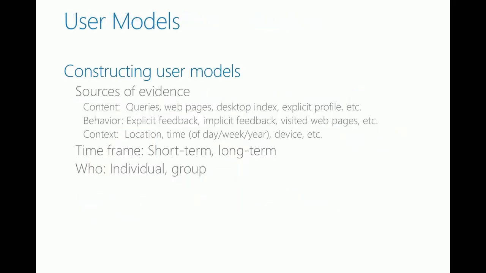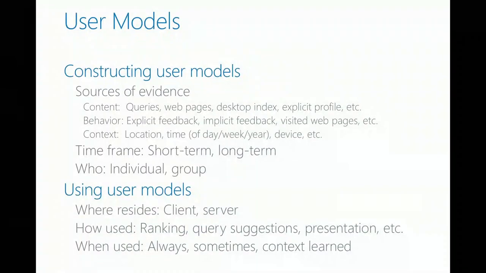In doing all of this, we need to build a model of a person. You can do that by looking at a variety of sources of evidence. You can look at behavior. You can look at content of pages that they visit. You can look at context, this broader contextual metadata. You can look at this over a short period of time, integrating over just what's going on in this hour or course. Or you can look at much longer term patterns of behavior. You can talk about this as personalization, but it really might be better talked about as contextualization.